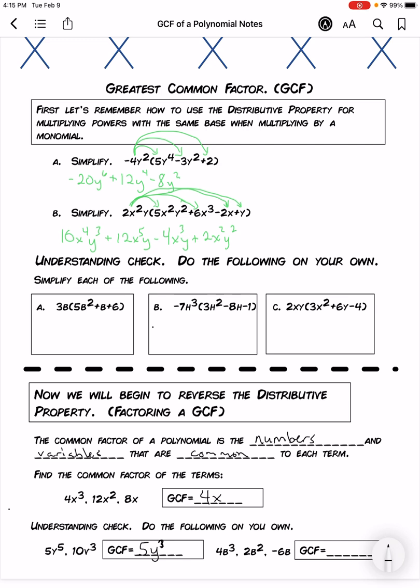All right, welcome back. Hopefully you saw that the number in common was 2 and that the greatest power that we could use is just b, or b to the first power. So 2b was the greatest common factor.